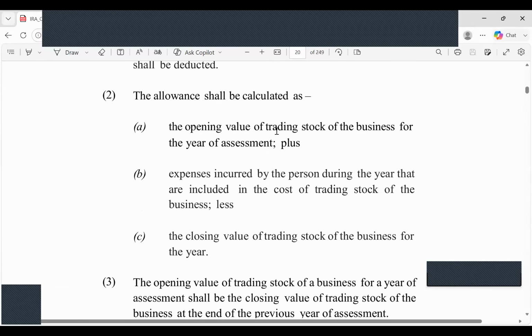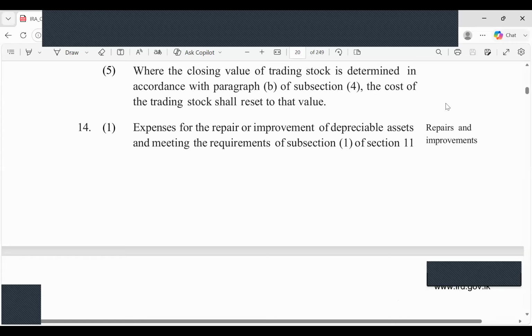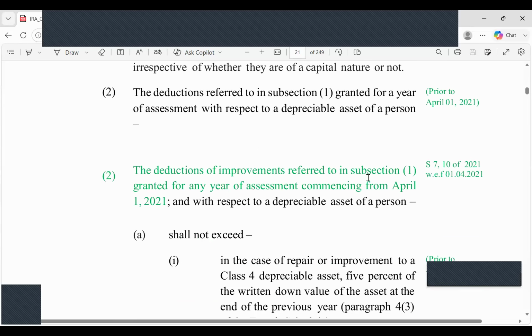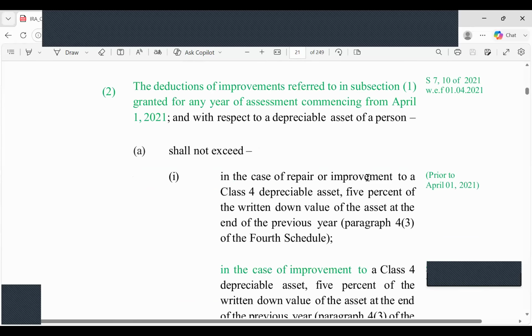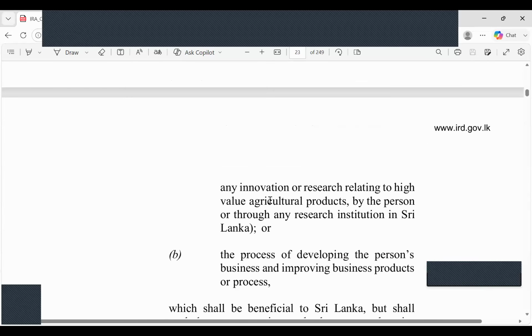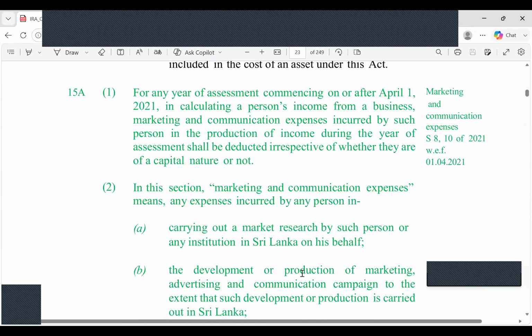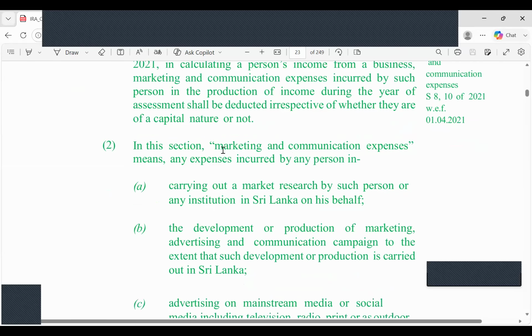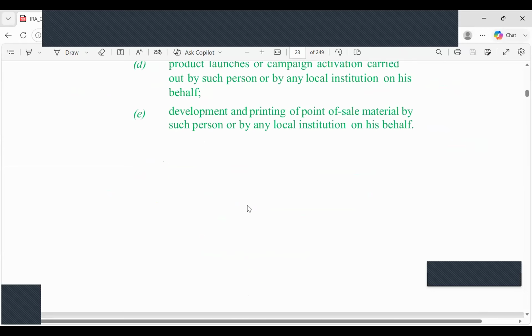Section 12, that is for interest. Then section 13 for allowance for trading stock. Then section 14 for repair and improvements. So amendments were there, so you know how to include amendments to the section. Then section 15 is for research and development expenses and agricultural startup expenditure. Then section 15A, this is a new amendment included from the 2021 amendment. So you can see marketing and communication expenses. This is the definition for marketing and communication expenditure.